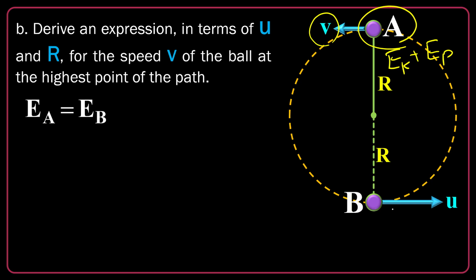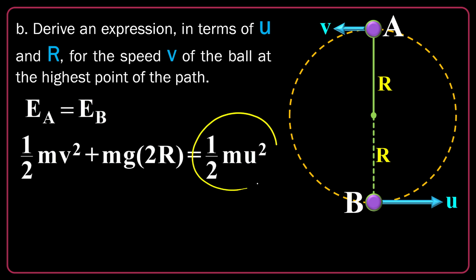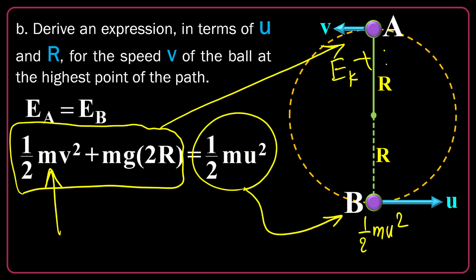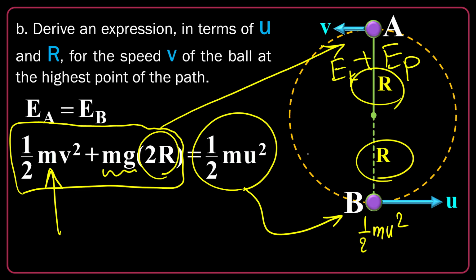Because it's at a height relative to the ground state. But at the point B, the energy is just kinetic energy because it's in ground state and has no gravitational potential energy. So at the point B, it's just a half of mu squared. But at the point A, we have kinetic energy, a half of mv squared, and the potential energy, mgh. H is 2r because relative to the ground state it is at the height of the diameter of this circle, 2r.